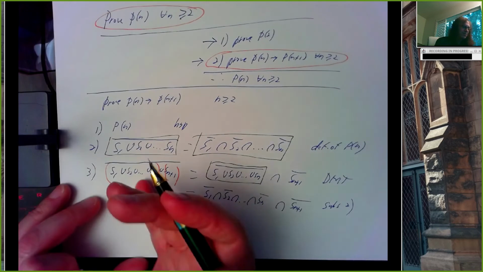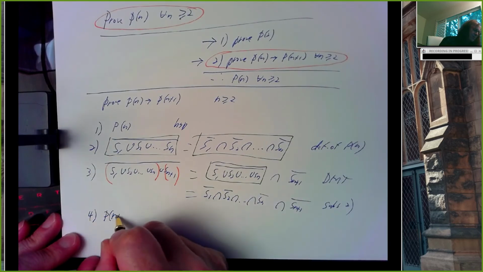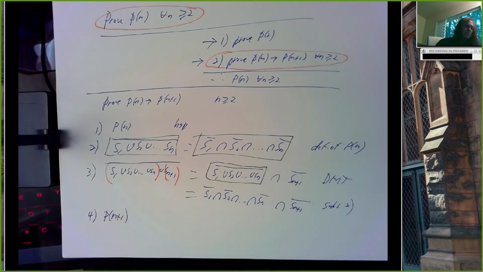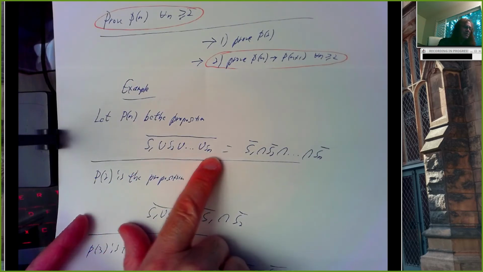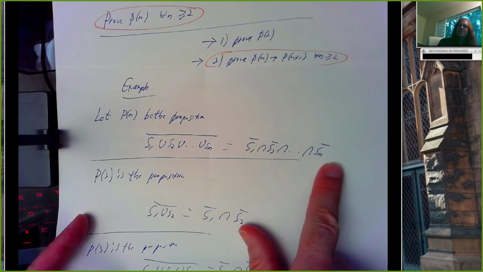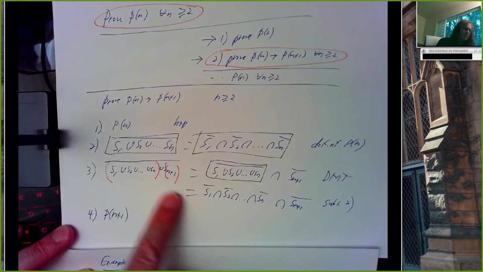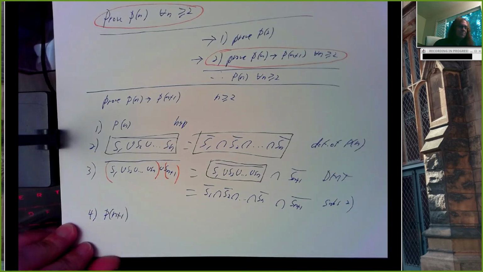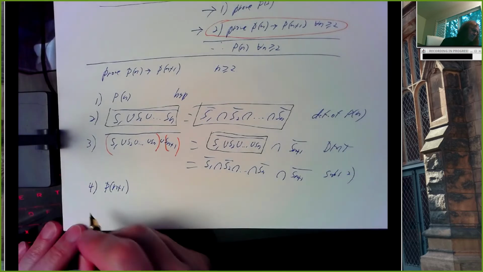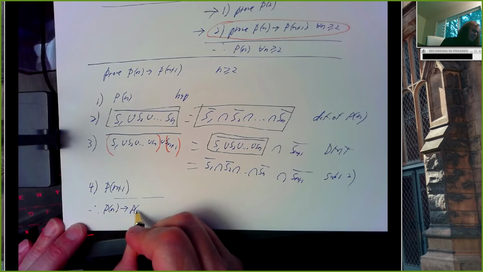Well, what is another name for that proposition? That's just P of n plus 1. Because P of n plus 1 would be the proposition that if we take the union of n plus 1 sets and complement, that's the same as intersecting the complement of all n plus 1 sets. Well, that's what we just showed. This union is equal to that intersection. So we just proved P of n plus 1. So therefore, P of n implies P of n plus 1.